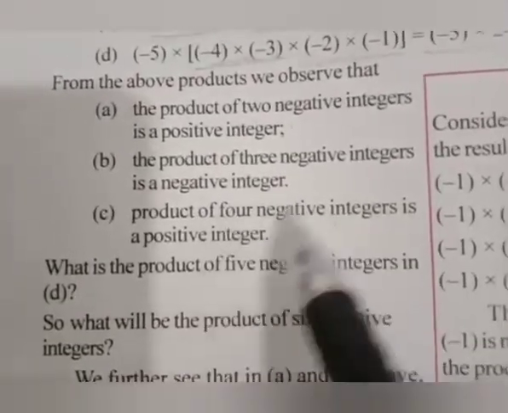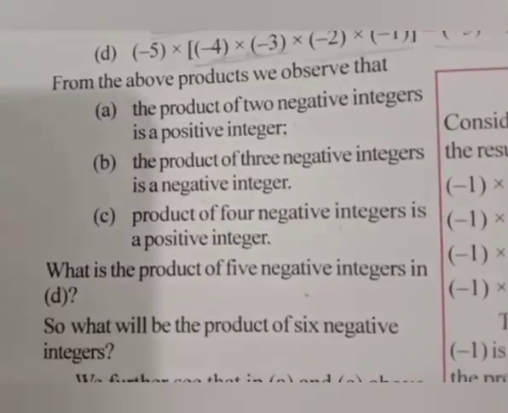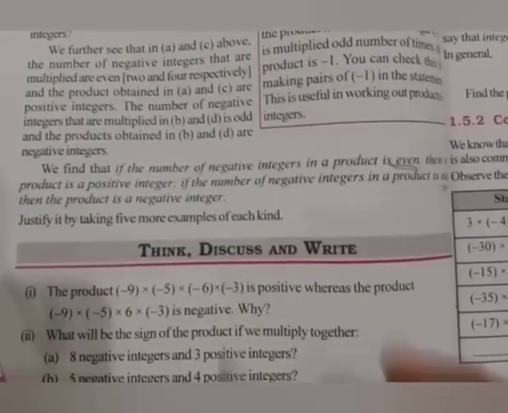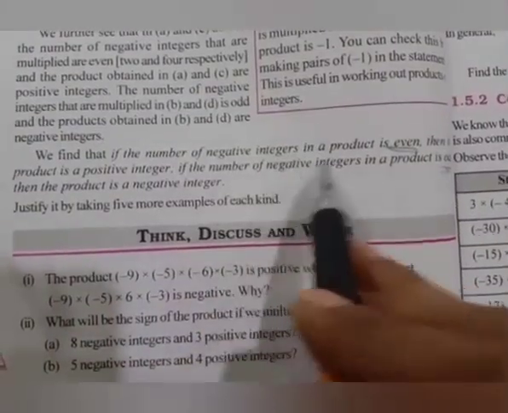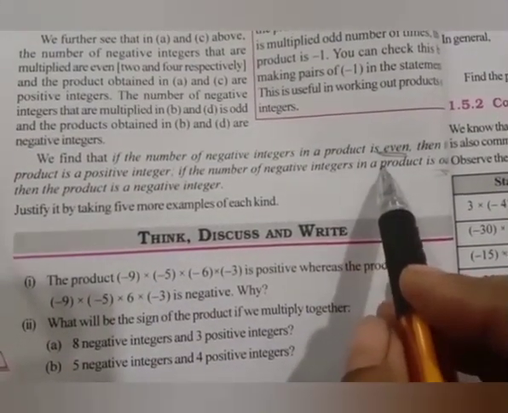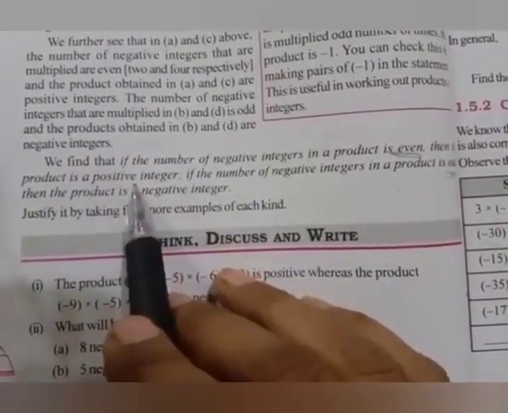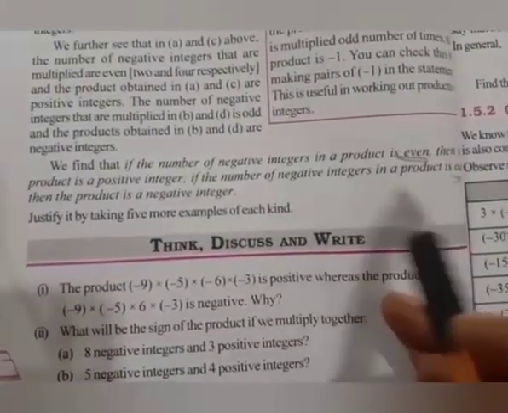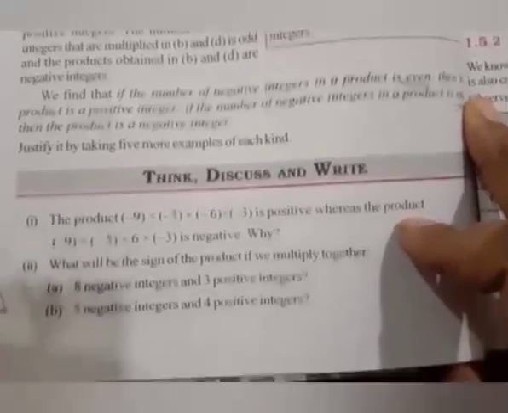So from this we can say that the product of two negative integers is a positive integer. The product of three negative integers is negative. The product of four negative integers is a positive integer. So ultimately we see that if the number of negative integers is even, then the product is a positive integer, and if the number of negative integers in a product is odd, then the product is a negative integer.